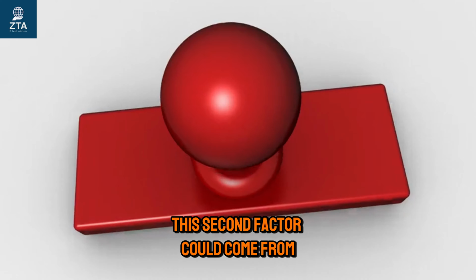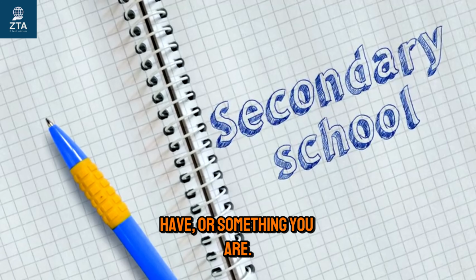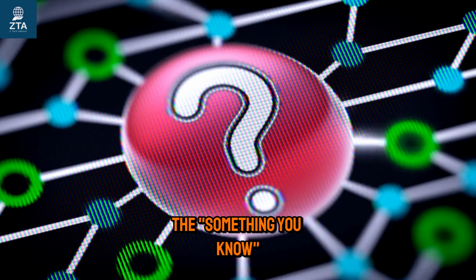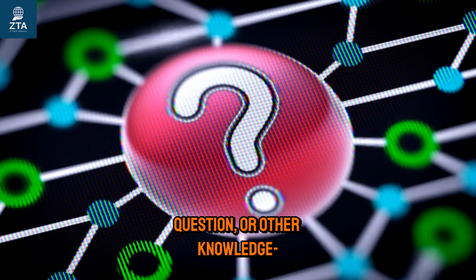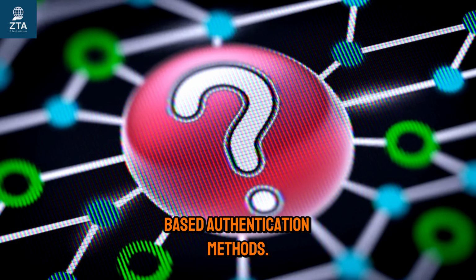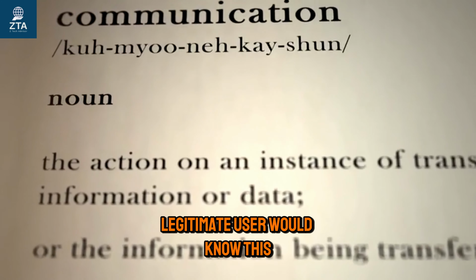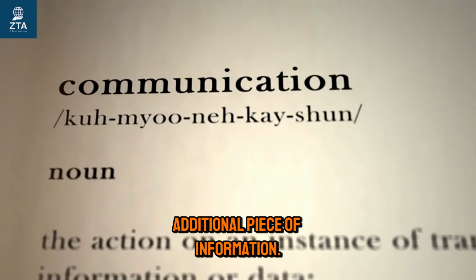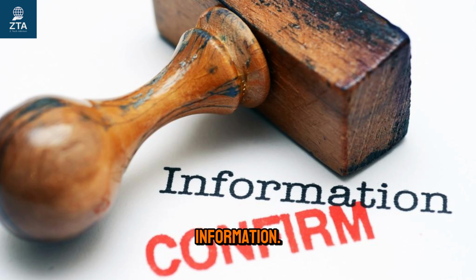This second factor could come from one of the following categories: something you know, something you have, or something you are. The something you know factor typically includes a PIN, an answer to a security question, or other knowledge-based authentication methods. This factor relies on the assumption that only the legitimate user would know this additional piece of information. While effective, it can be potentially compromised if someone else learns this information.